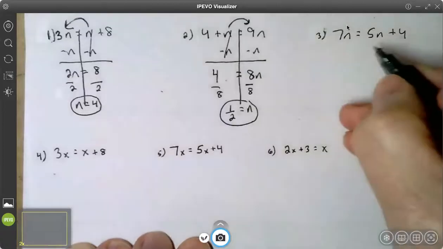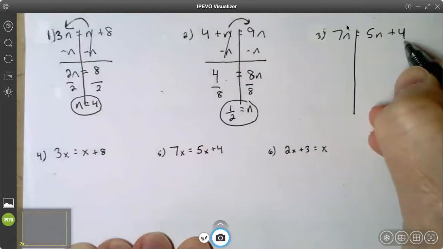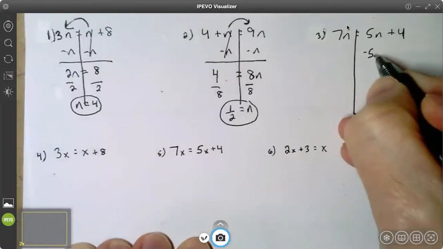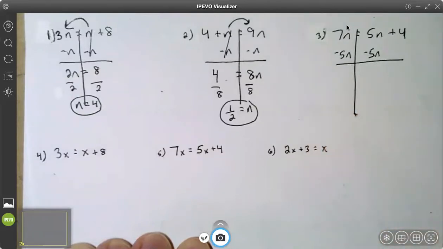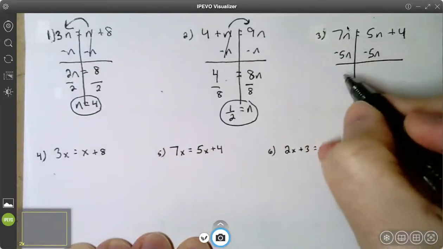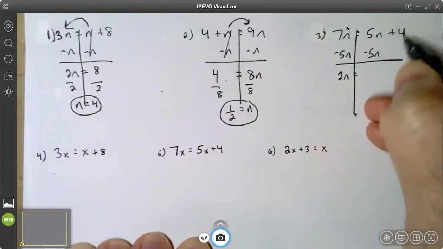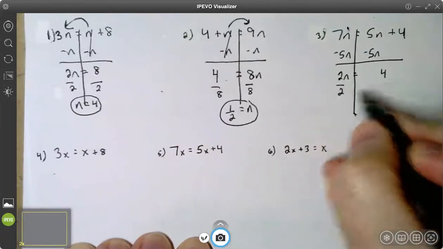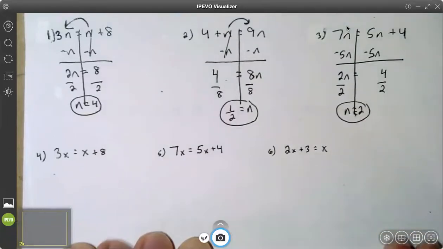All right, number 3. On number 3, I have a variable on both sides, but a constant of 4 only on the right side. So let's move this variable away from that constant. Therefore, I will subtract 5n from both sides. 7n minus 5n is 2n. 5n minus 5n is nothing. And my constant of 4 comes down. To get rid of times 2, you divide by 2, and your answer is 2.